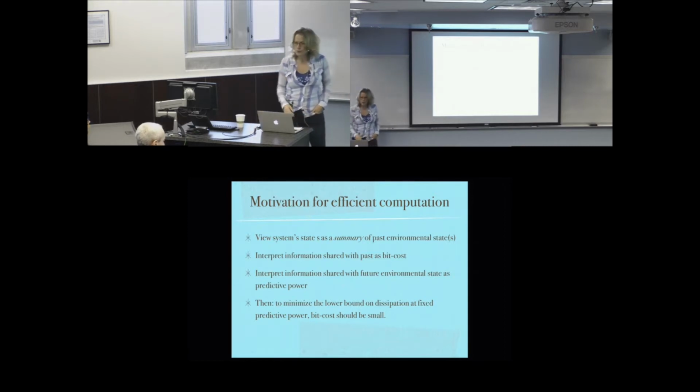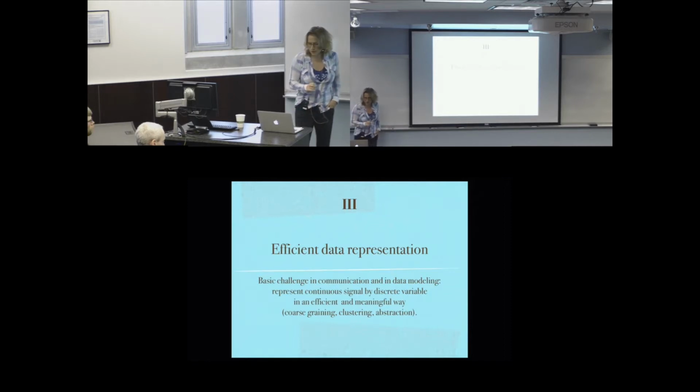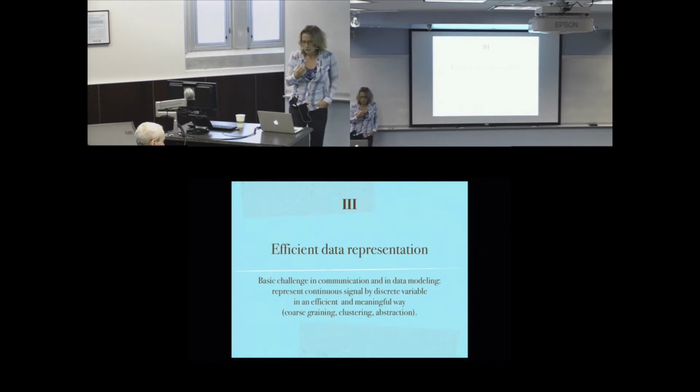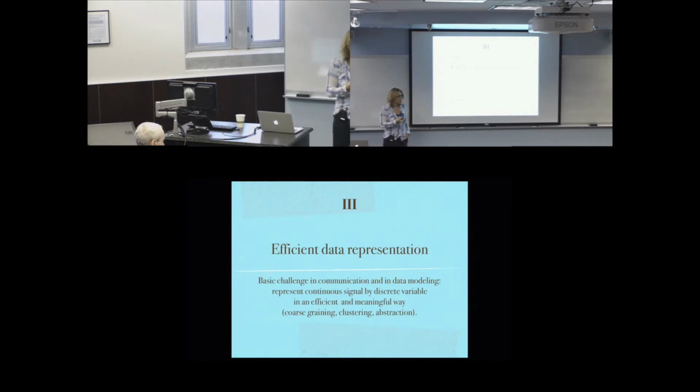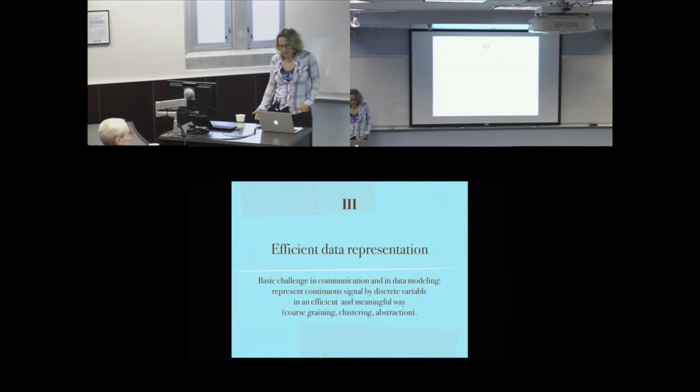So I want to take you through this to sort of motivate the bottleneck, which is my task to explain in the next 10 minutes. Okay, so here it goes. There's a basic challenge in communication and data modeling, and that has to do with making abstractions. You often want to represent a signal not exactly, but you want to represent the relevant or important aspects of a signal. So you want to process this information. You can view this as a coarse graining, clustering, abstraction, what have you. And you want to do this in a meaningful way. You also want to do it in an efficient way.